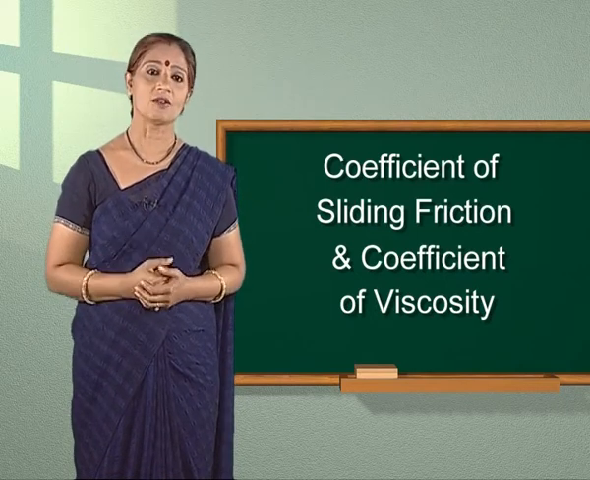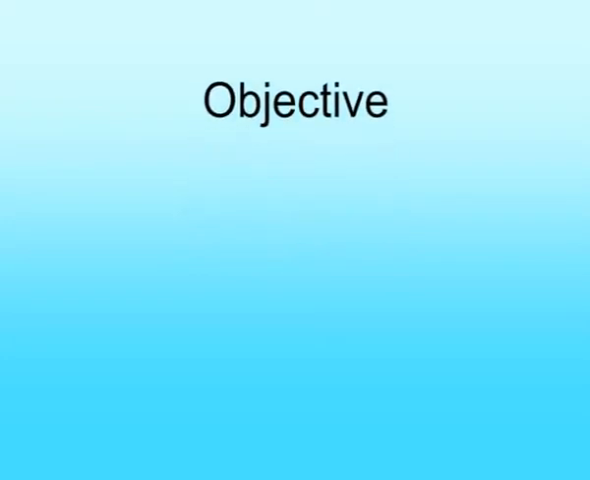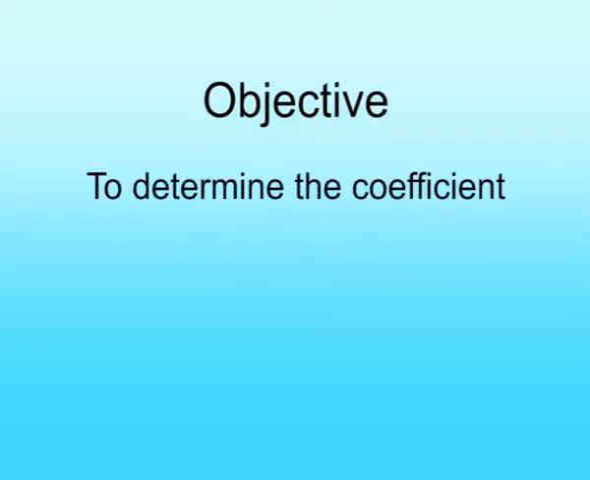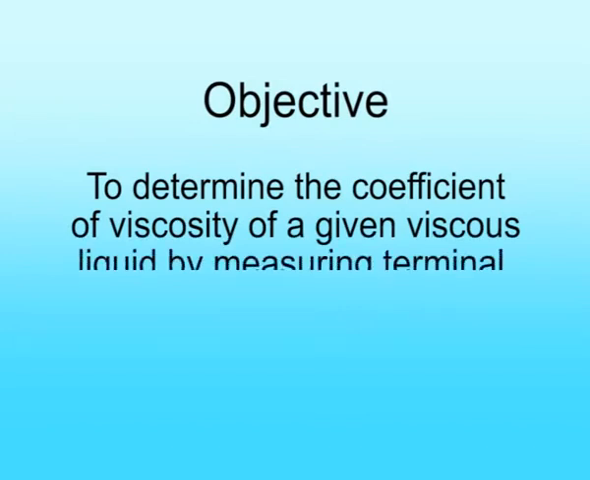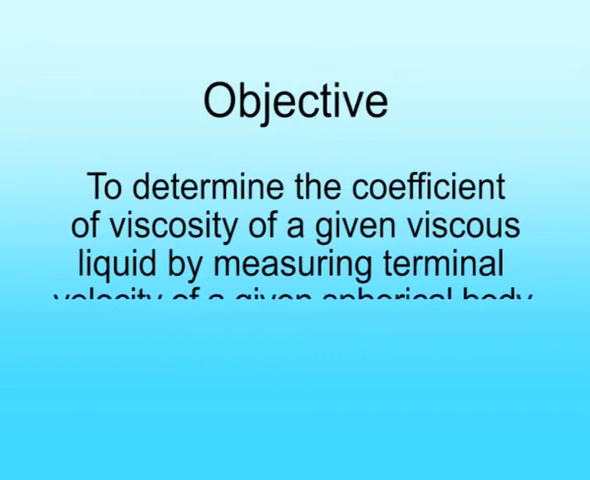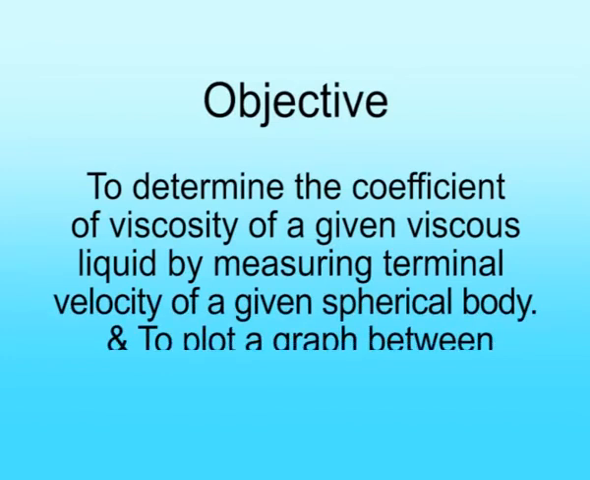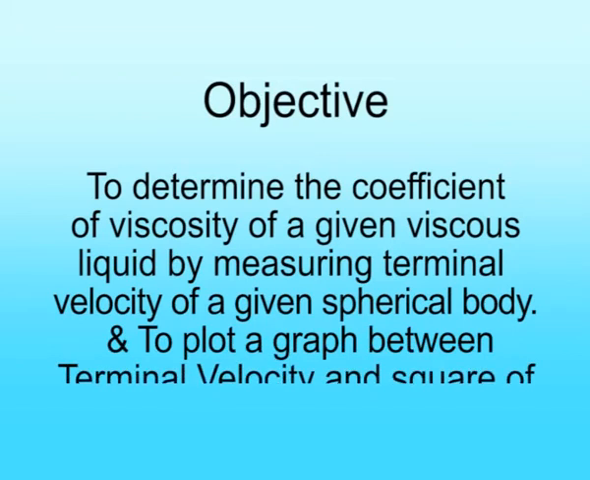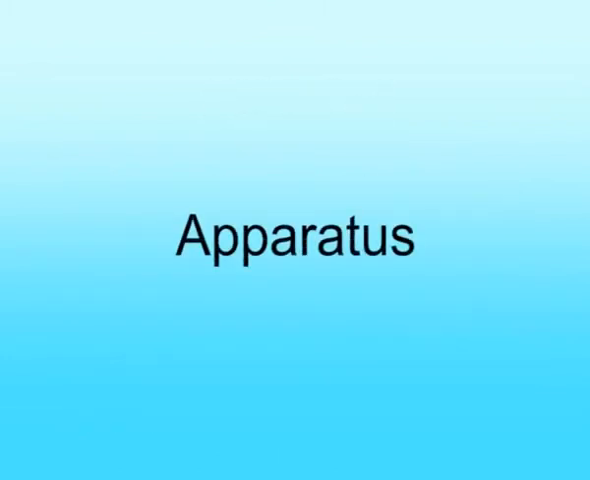Finally, coming down to the experiment now. The objective of this experiment is to determine the coefficient of viscosity of a given viscous liquid by measuring terminal velocity of a given spherical body and to plot a graph between terminal velocity and square of the radius of spherical body. Let us see what apparatus is required for this experiment.